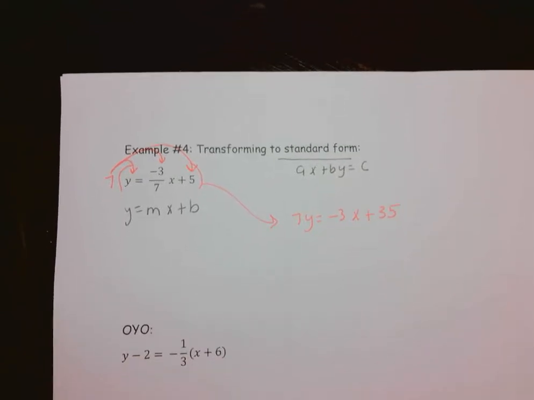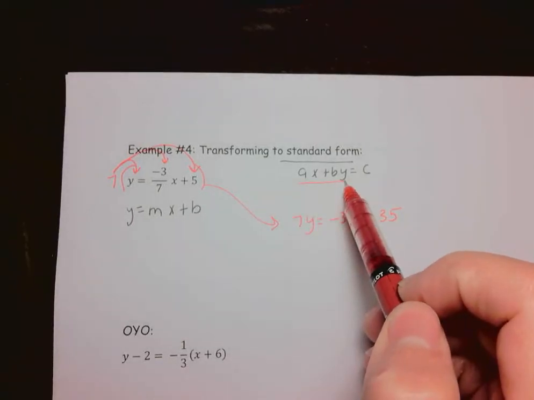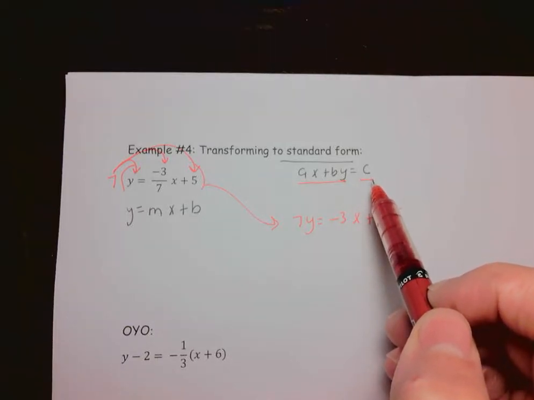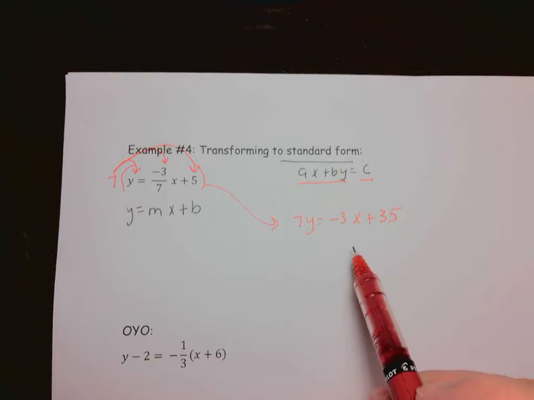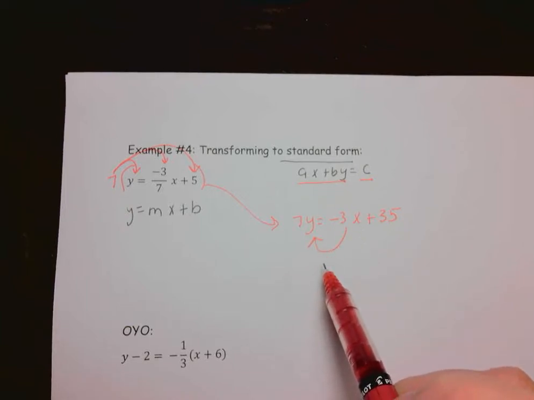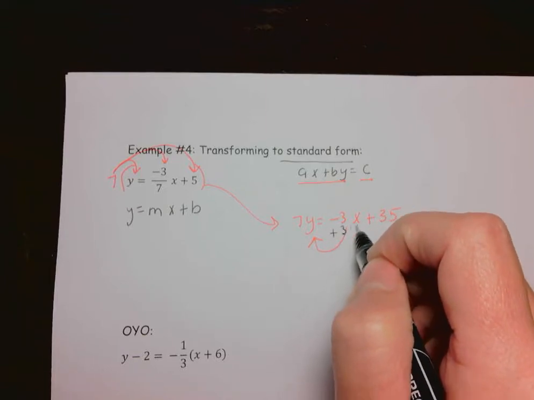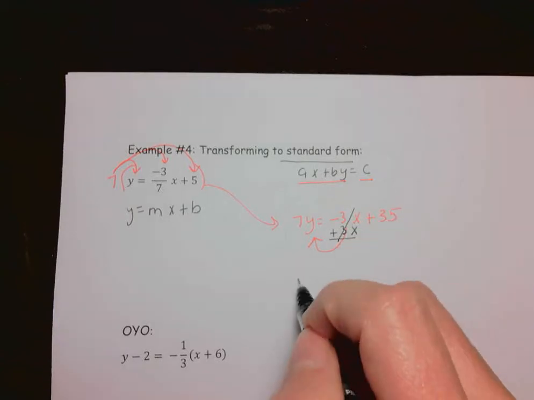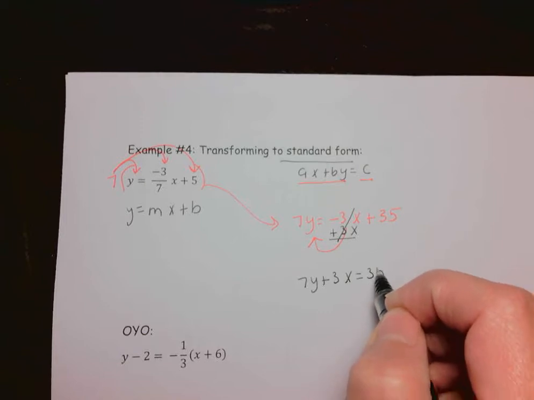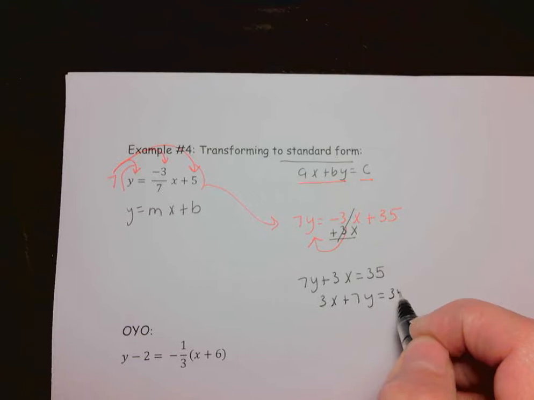Now what do I need to do? Look at standard form. You have the terms that have the variable on the left-hand side, and you have your constant by itself on the right. So that's what I need to do here. So I need to bring over this term that has the x. So what am I going to do? I'm going to add 3x to both sides. And then I'm going to put it in ABC order. And this is standard form.